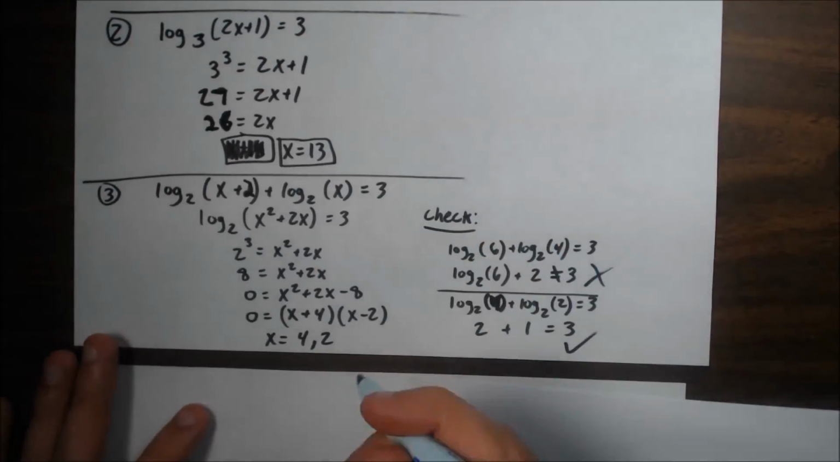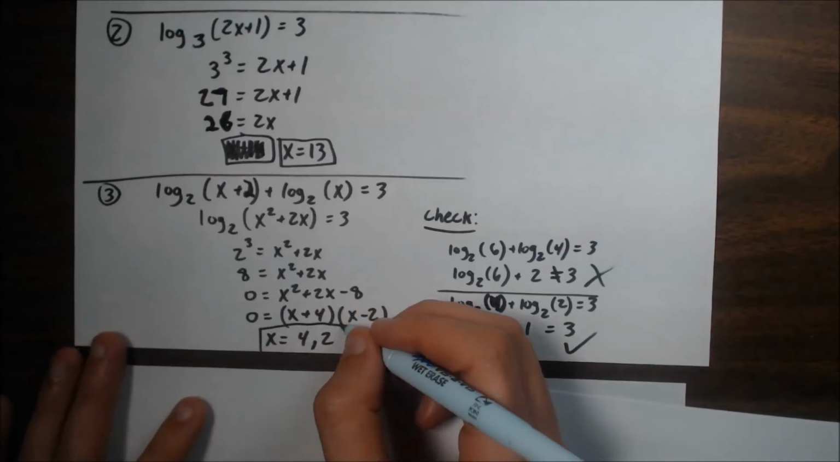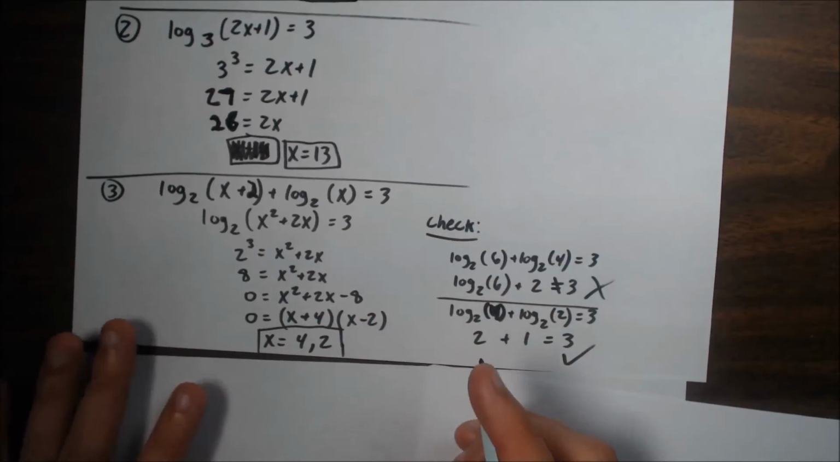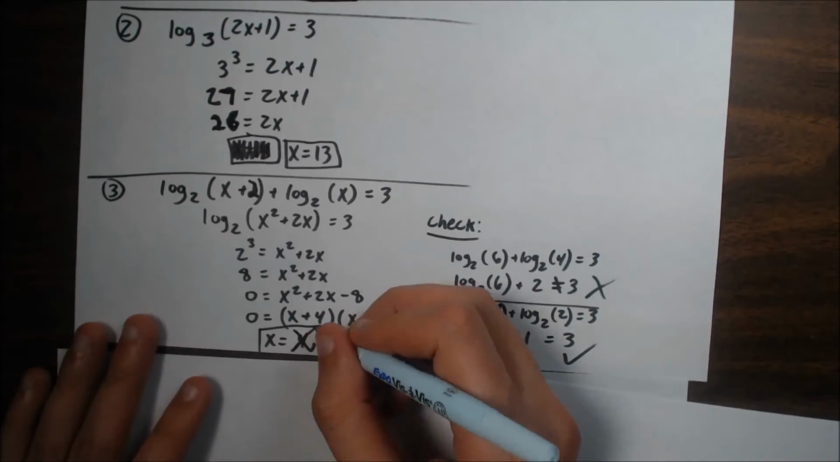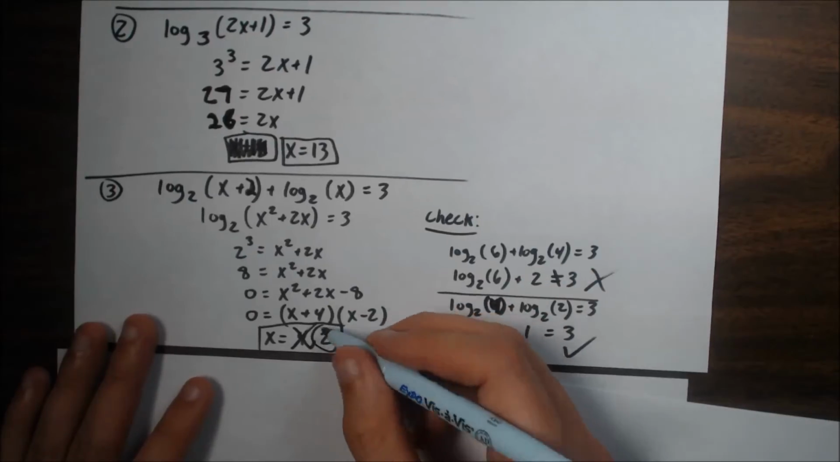So what that means is, going back to our answers over here, these were the answers we had. Not both of these are actually going to be solutions. The 4 is not really a solution, so I'm going to cross that one out. Only the 2 is.